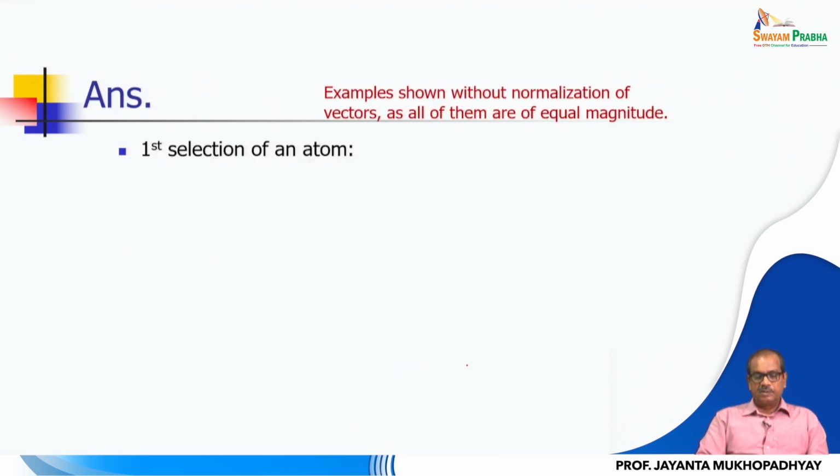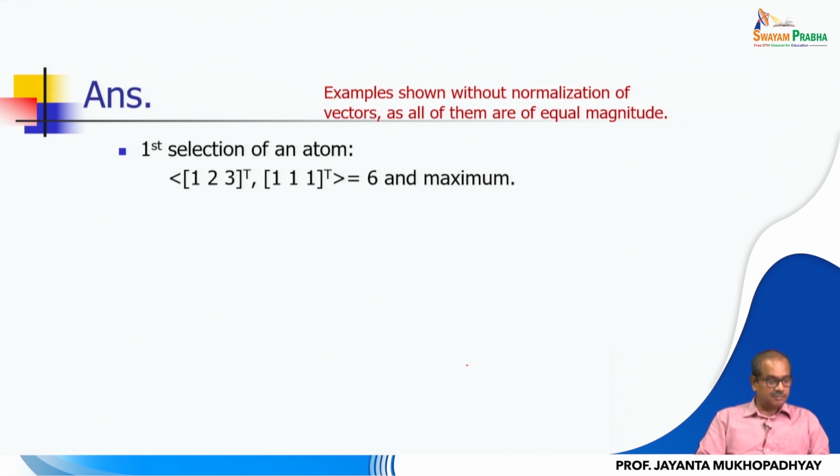So let us consider first the selection of an atom. What we will do is take the dot product of the input vector with all the atoms and see where we get the maximum. Once again, note that the magnitude is the same, that's why I am not taking unit vectors. So the first one, 1, 1, 1, gives 6, and it is found to be the maximum.